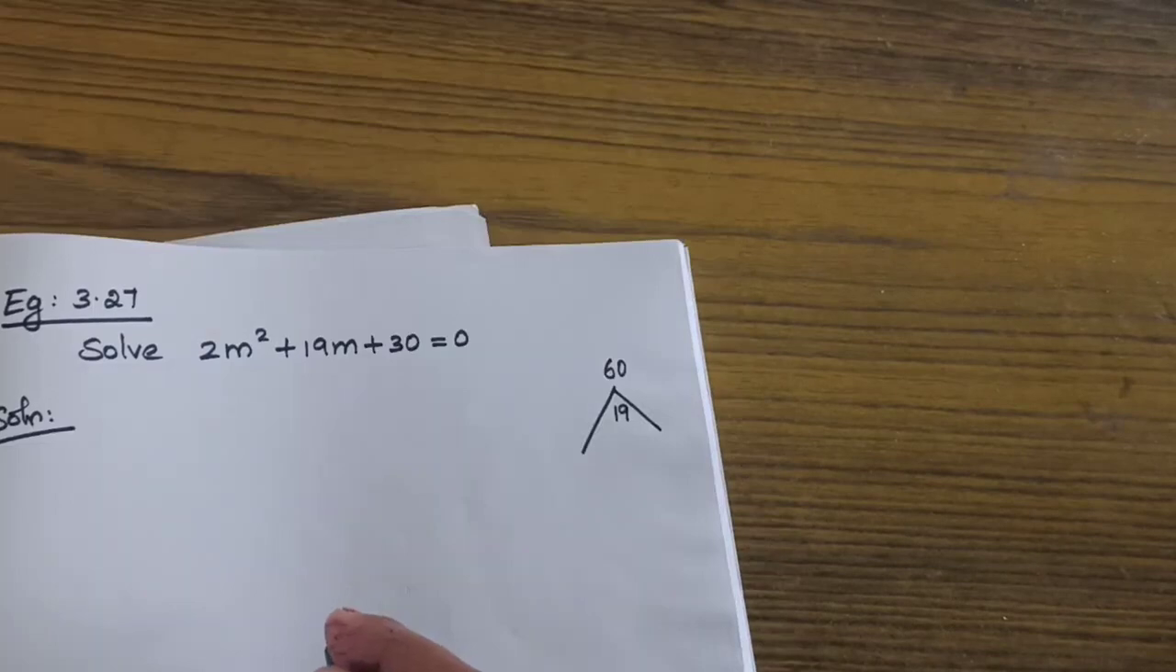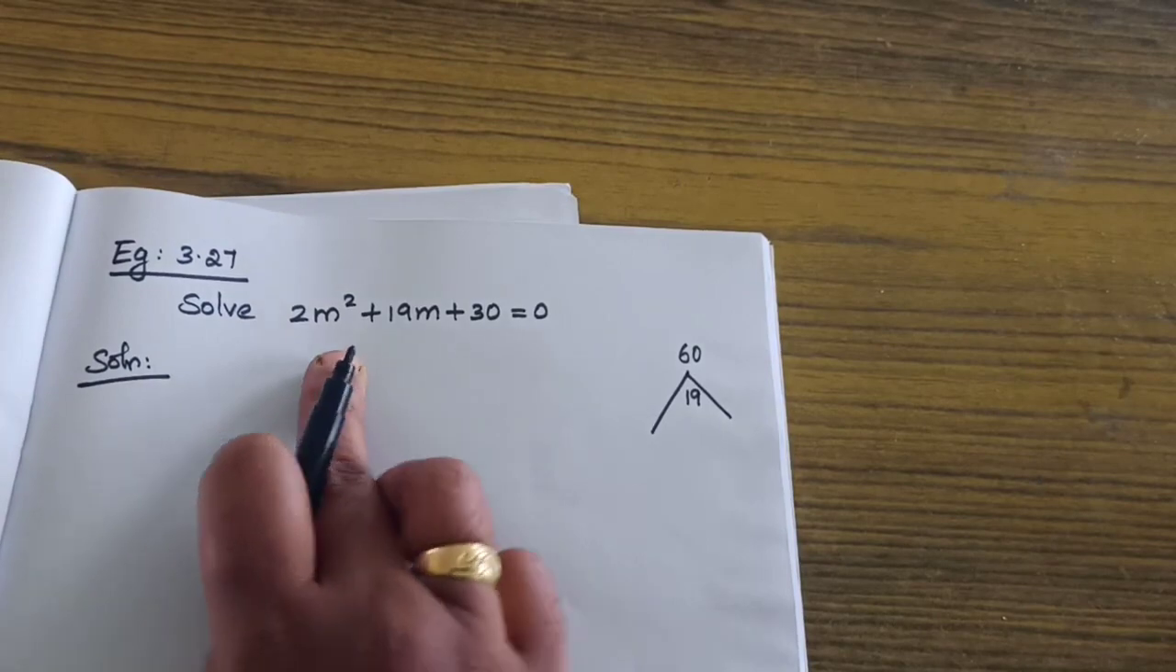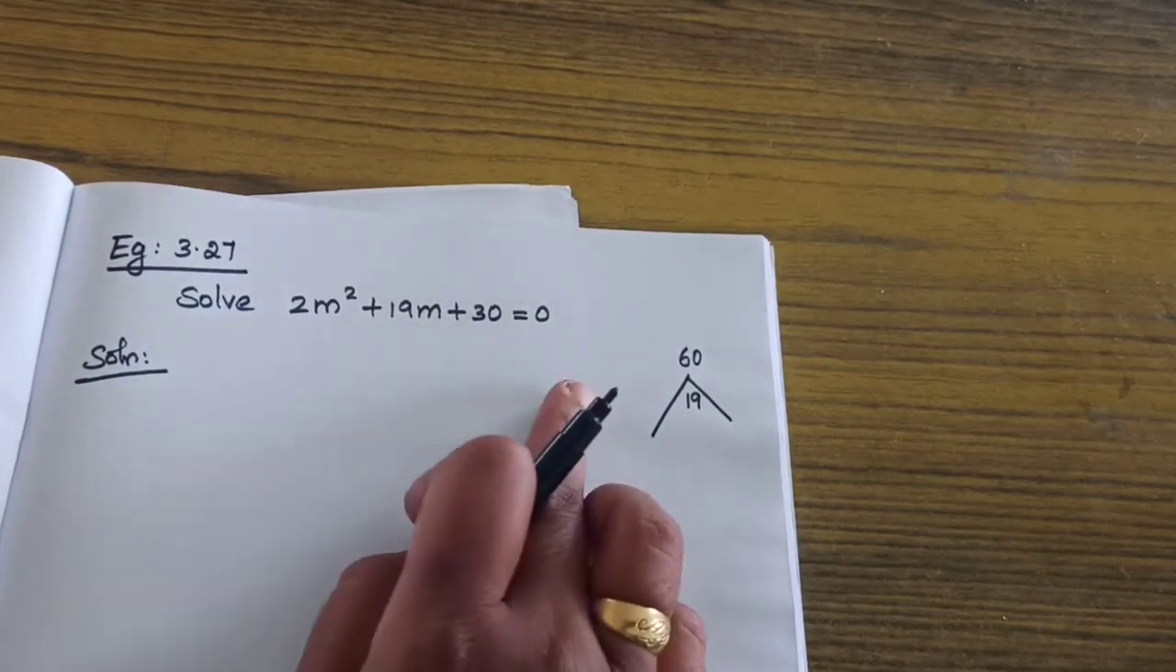Easy, no? Okay, listen, dear students, example 3.27: solve 2m² + 19m + 30 = 0.